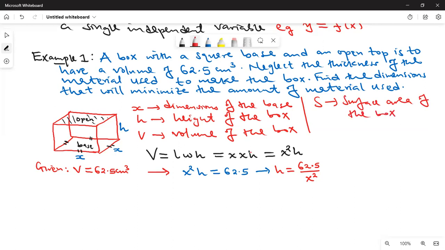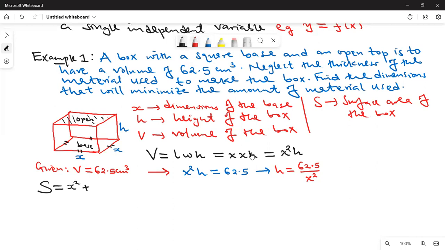So how do you find surface area? Remember, now we have how many faces? There are 5 because the top is open. So the surface area is given by S is equal to, the base is x times x, which is x squared. That's the base.